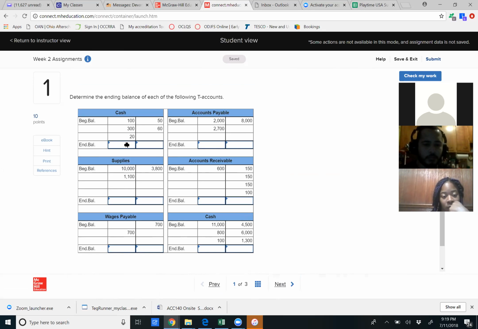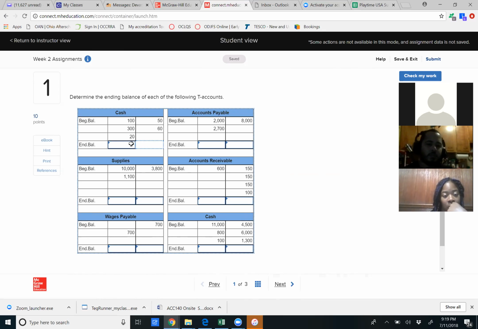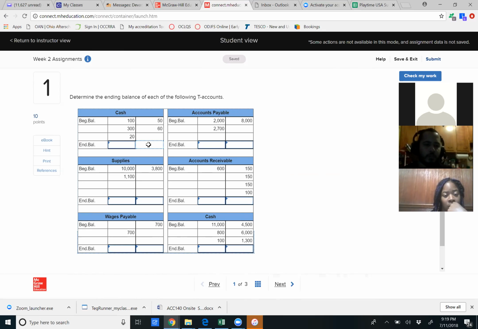Okay, so this is the one where I said you just put the number on whichever side is the largest. So the debit side, which is this side that says 320. That balance is going to be 420. This balance is 110. So it's going to be 420 minus 110. So the balance is 310.